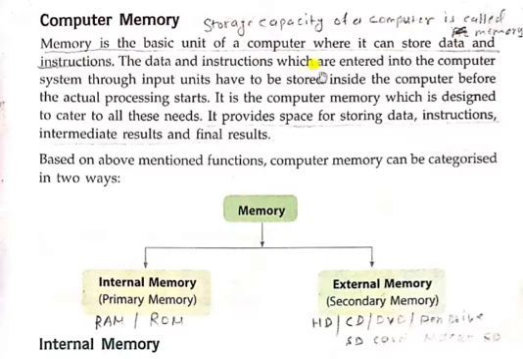The data and instruction which are entered into the computer system through the input unit have to be stored inside the computer before the actual processing starts. Understood? So it provides space for storing data, instruction, intermediate result and final result. So data and instruction can be input, intermediate result, that is process, and final result, that is output. So all data computer keeps in memory. I hope it is clear now.